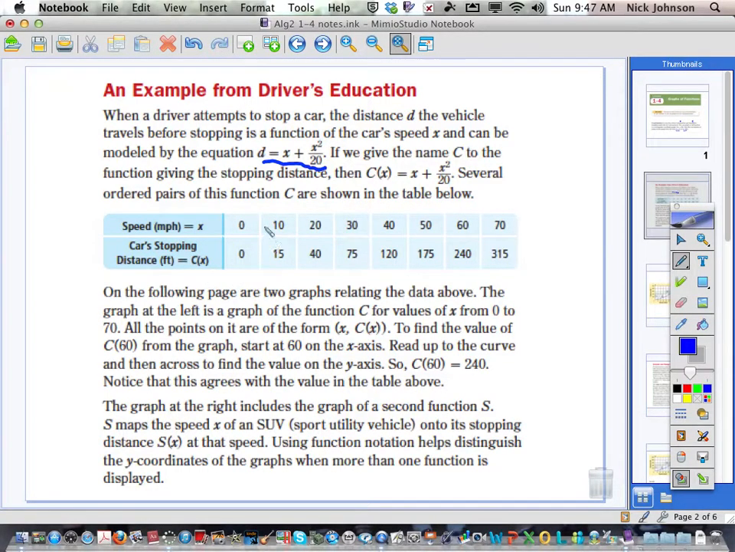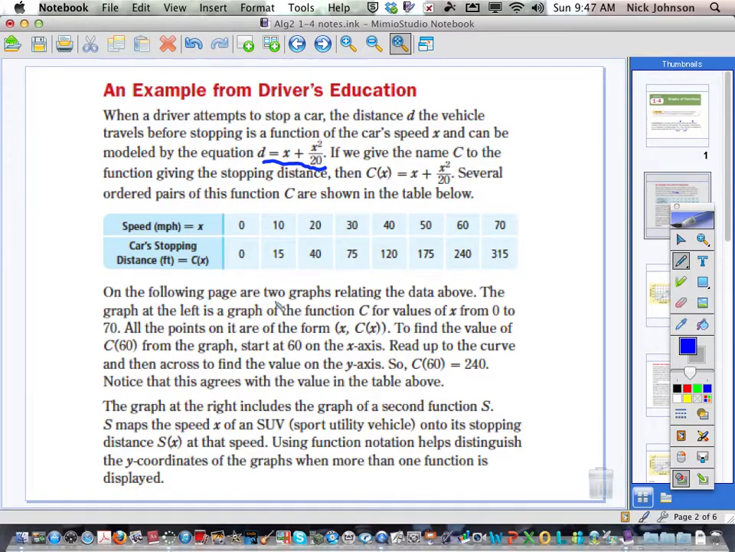If you look at this, if your car's speed is 0, obviously it's already stopped. At 10 miles per hour your car is going, it takes 15 feet to stop. 20 miles per hour, 40 feet to stop. And all the way up here, 70 miles per hour, it's going to take 315 feet to stop. So just a little bit over the length of a football field.